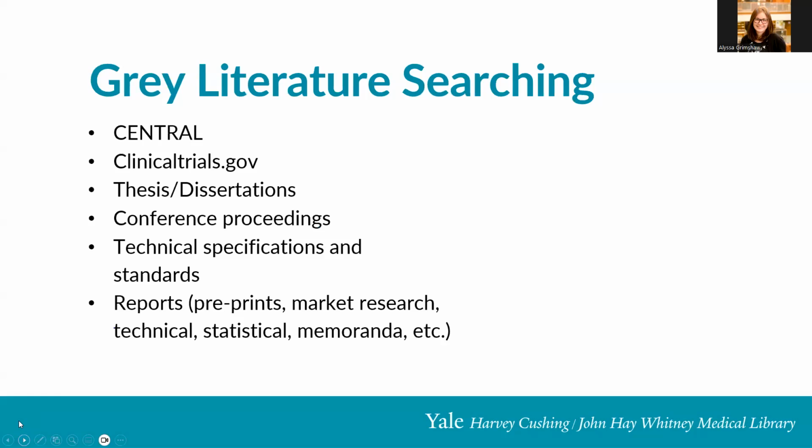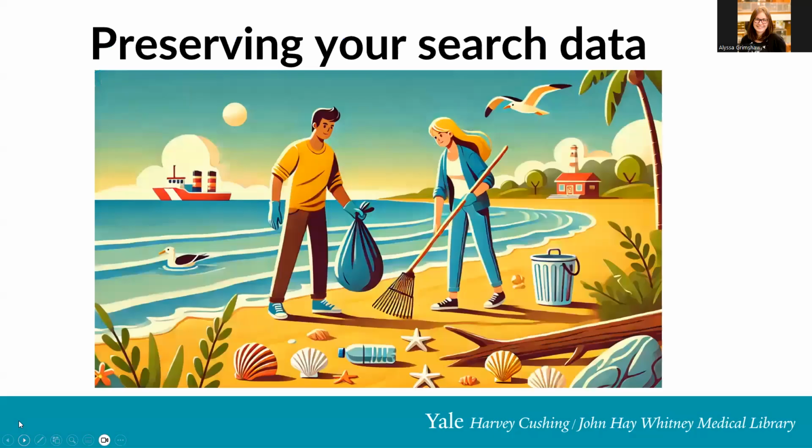Gray literature searching, we also talked about already, but searching CENTRAL and clinicaltrials.gov. I did hear something very exciting. Ovid Embase over the next couple of months is going to add all of clinicaltrials.gov into their database. So that's information that will be retrieved there, and you might not have to separately search clinicaltrials.gov. Theses and dissertations, conference abstracts, technical specifications and reports. Also think about preprints, market research, etc. Anything relevant that would be found in the gray literature.